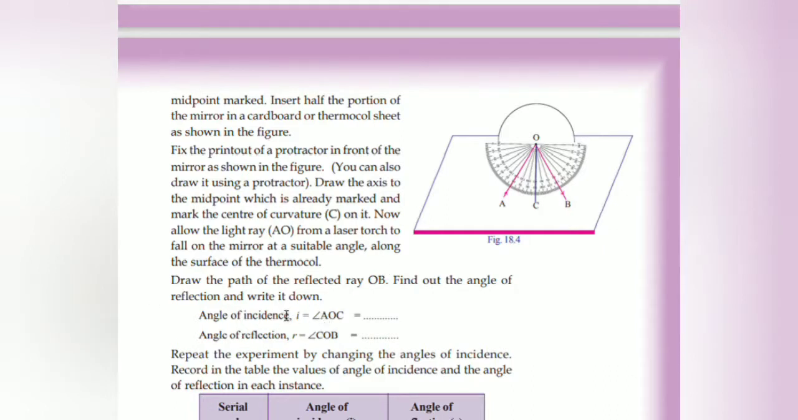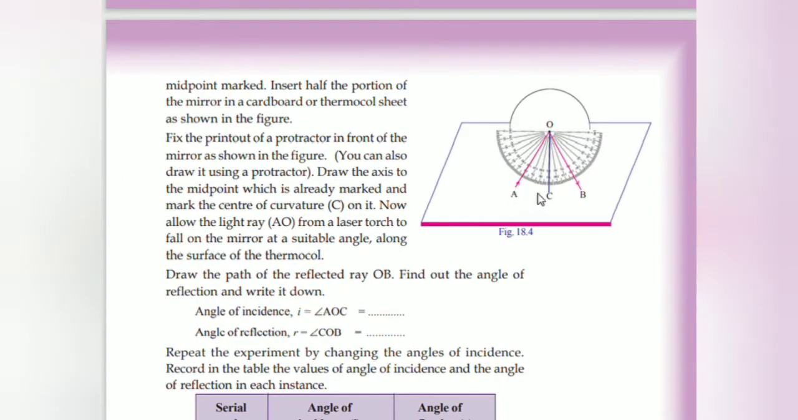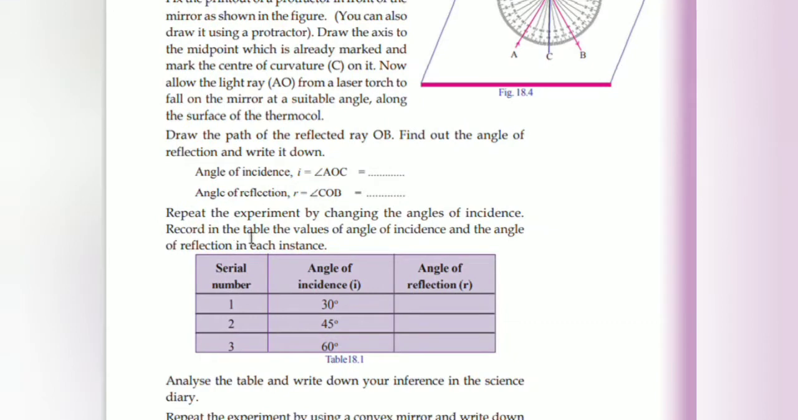So angle of incidence means it is AOC. If you are taking the angle of incidence, OA is the line through the center of curvature. From this center of curvature we have to take the angle AOC. Then, considering the angle of reflection, that is COB.